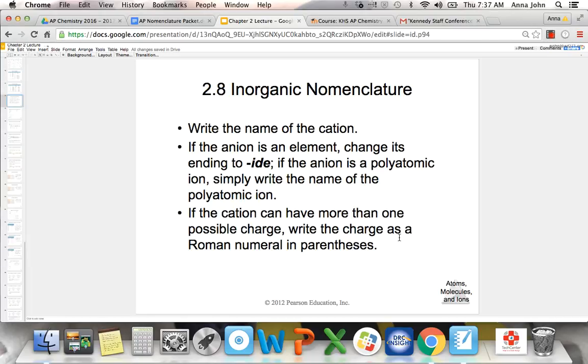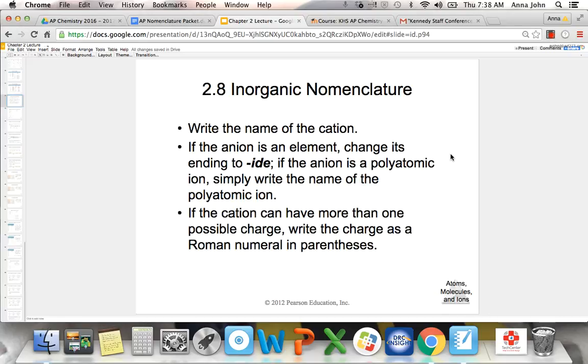There are some reminders in the packet and some directions, but that's going to be for you to work on for Friday. So hopefully you got the majority of it done in class, or you'll have the majority done. So a couple of rules for ionic naming.